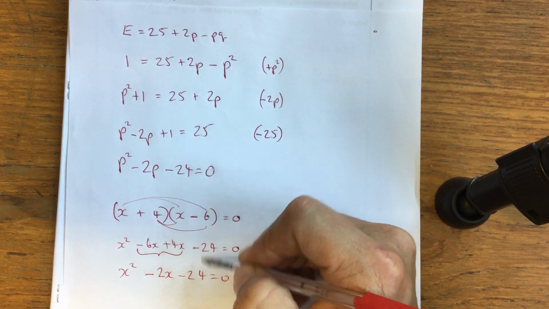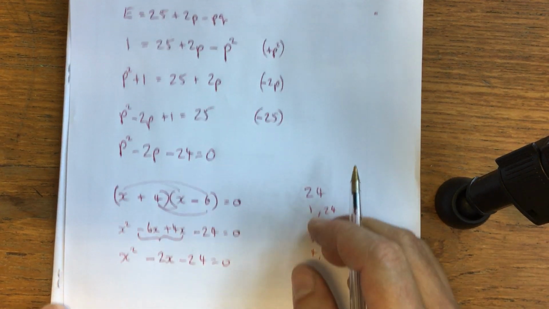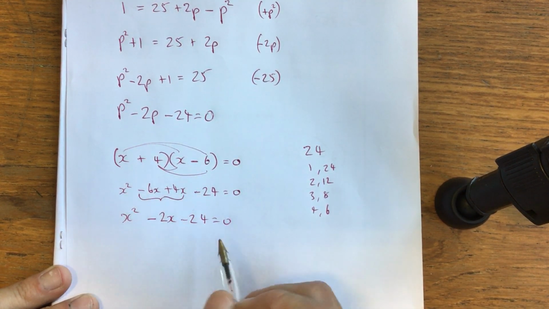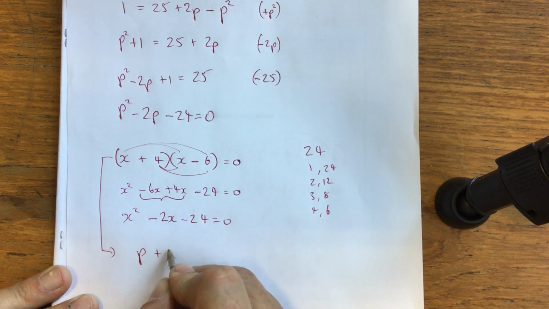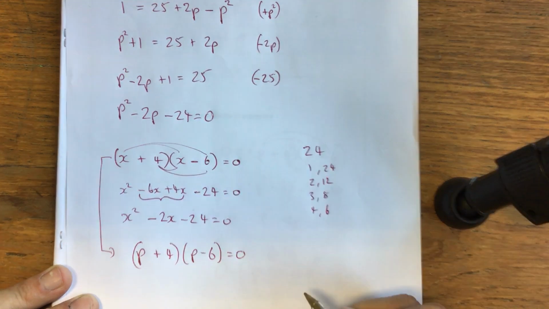You'll notice here I've automatically gone to x's instead of p's, which was not something I did intentionally, but hopefully you can follow along. So what I'm looking to do is solve this quadratic equation. So let me just rewrite this in terms of p. That was a bit unfortunate that I did that. P plus 4, p minus 6 equals 0.